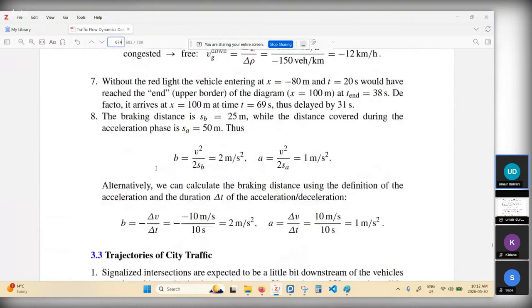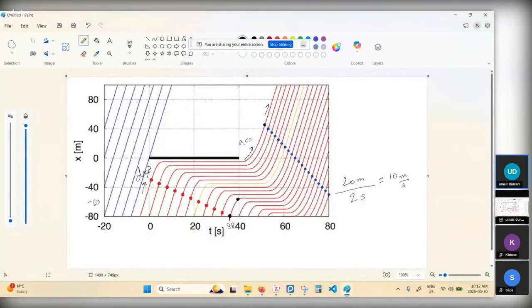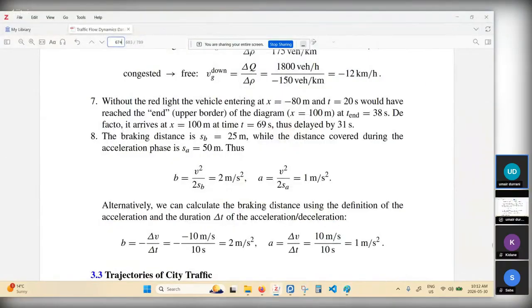So here they say in 8, the braking distance is 25 meters, while the distance covered during the acceleration phase is 50 meters. Let's first focus on the braking distance. So the braking distance in this case, I found this to be about 20 meters. They are saying it's 25 meters. So based on that, if the braking distance is 25 meters, we can use the equation of motion. That's what they have used here to estimate the acceleration rate.